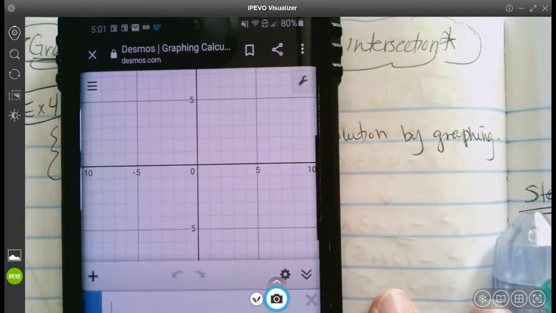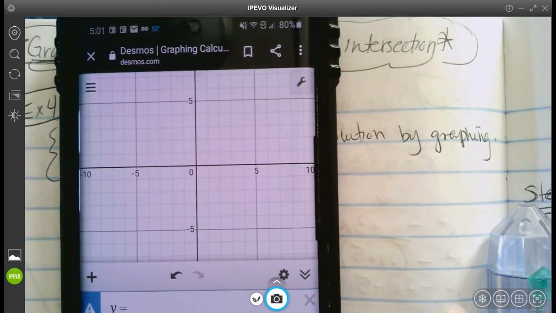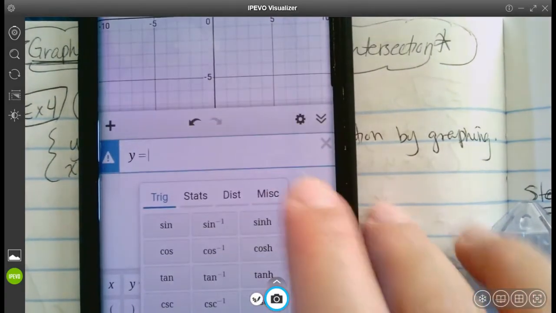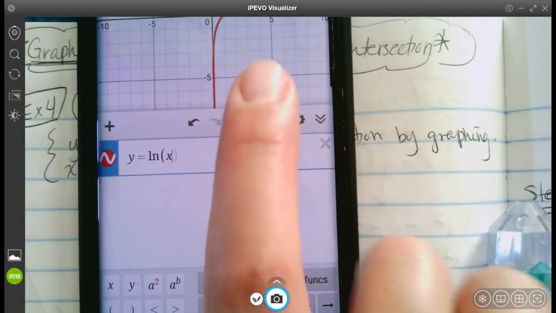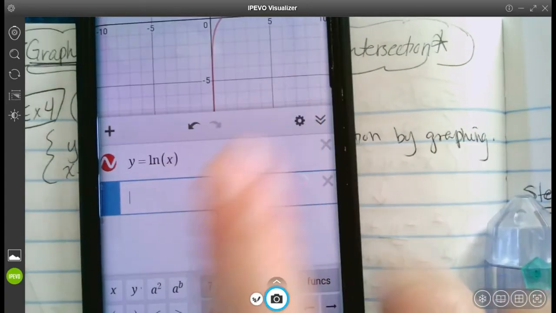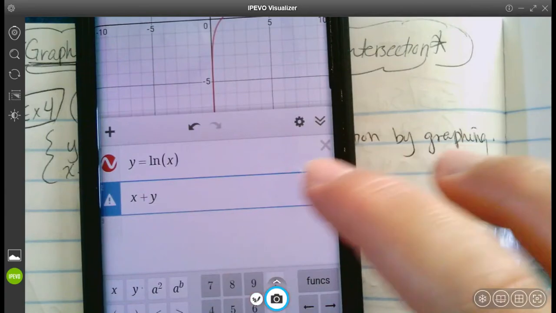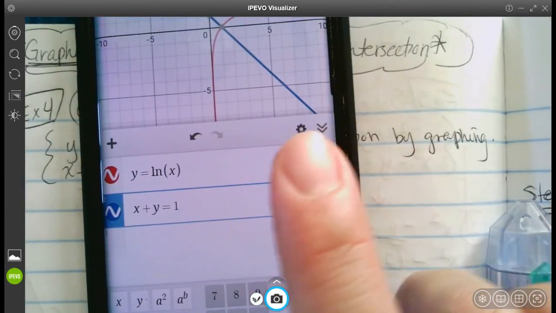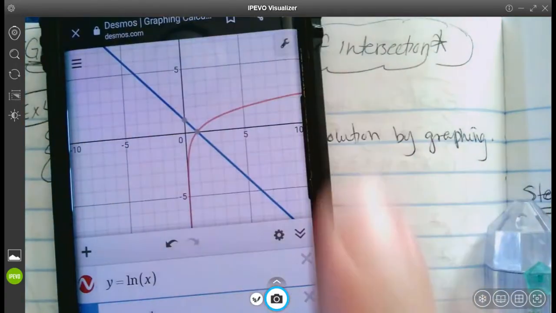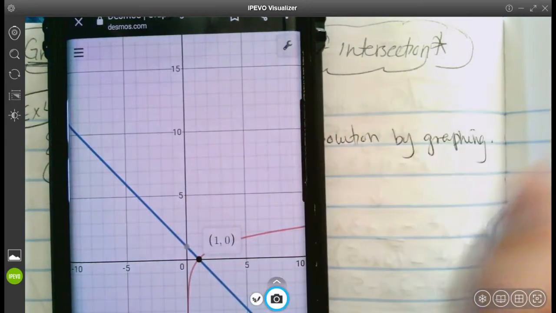All right, so here is my Desmos. I'm going to go ahead and graph the first one. So y equals ln is under functions, miscellaneous, and it's down here. Okay, so ln of x, so there it is. And I'm going to graph the other one. So x plus y equals 1. Okay, and it looks like this one looks something like this. So you can see that the point of intersection is right here at 1, 0.